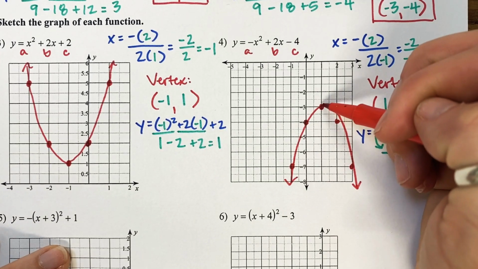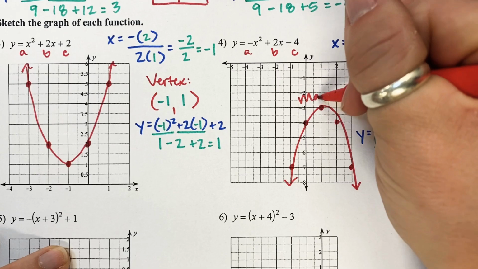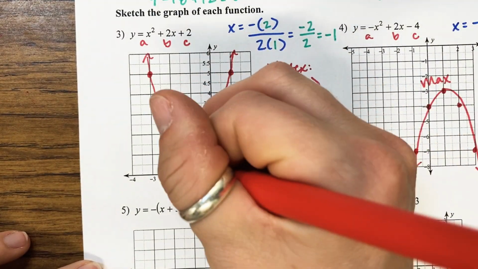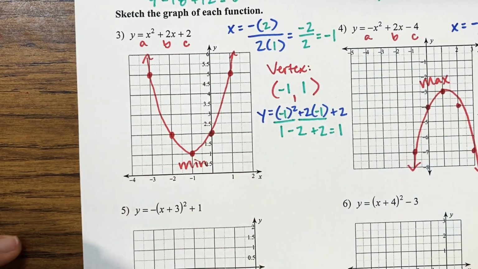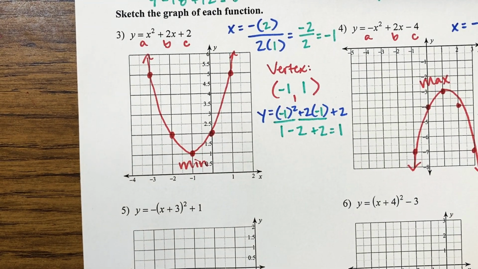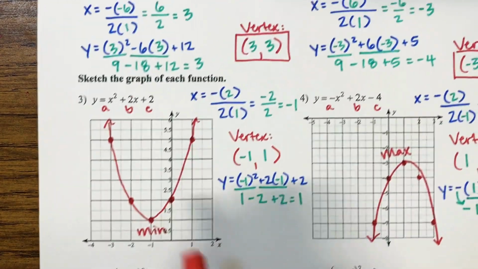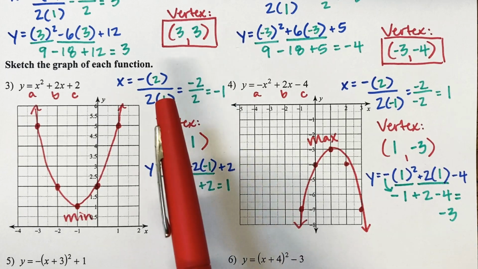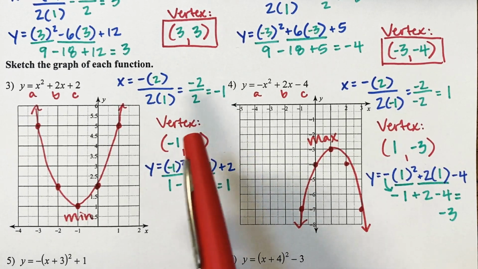Okay, well, our vertex, when it's at the very top, is called a maximum. When our vertex is at the very bottom, it's called a minimum. Beautiful. Okay, so that was graphing quadratics in standard form, where we actually had to plug it into our formula to solve and find our vertex.